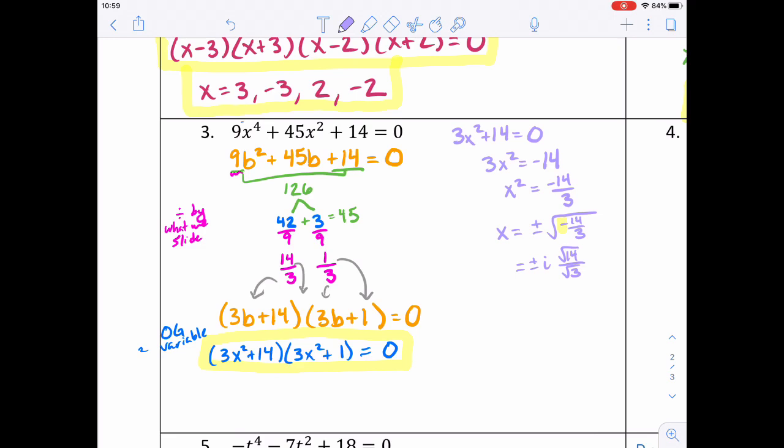Now we need to rationalize. So we're going to multiply our top and bottom by the square root of 3. And so when we do that, we end up with plus or minus i, square root of 14 times 3 is 42, and the square root of 3 times 3 is the square root of 9, which is just 3. So that's our first solution.